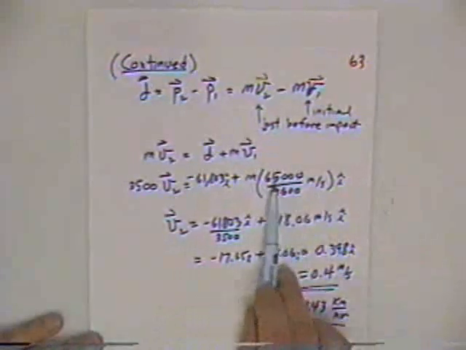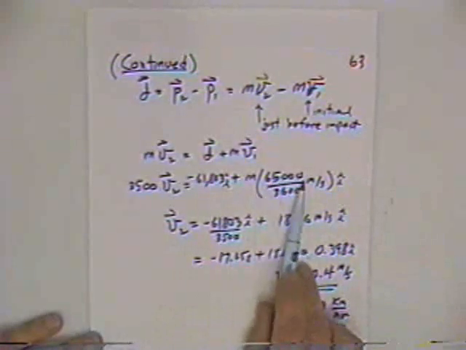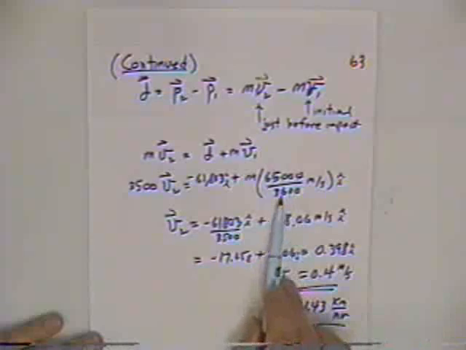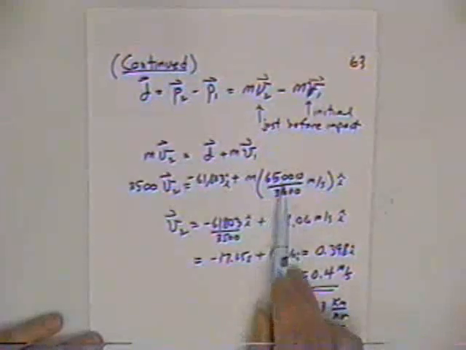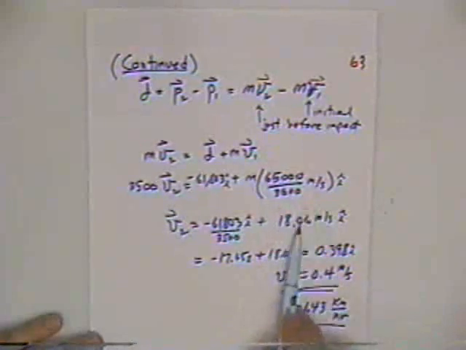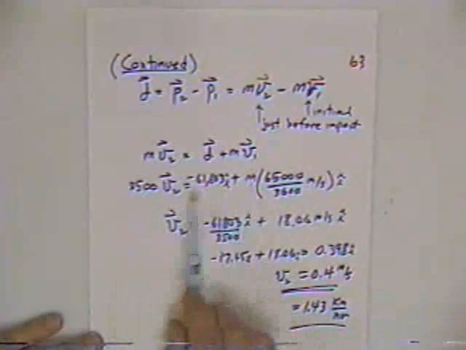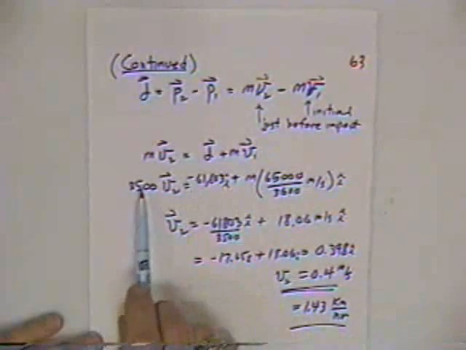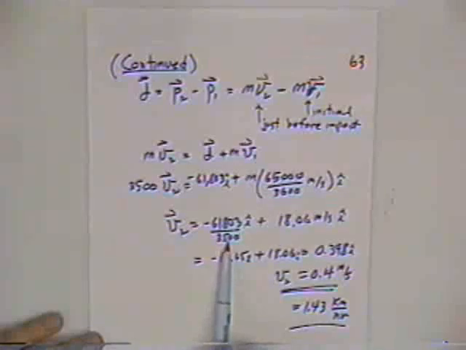Why I wrote mass there I don't know, but here's the velocity, 65 kilometers or 65,000 meters in 1 hour or 3,600 seconds, so it's 18 meters per second. I didn't write mass because I knew I was going to divide by it. I divide by the mass of 3,500 kilograms, and that gets rid of that term and puts a 3,500 kilogram here, and I've got the velocity.